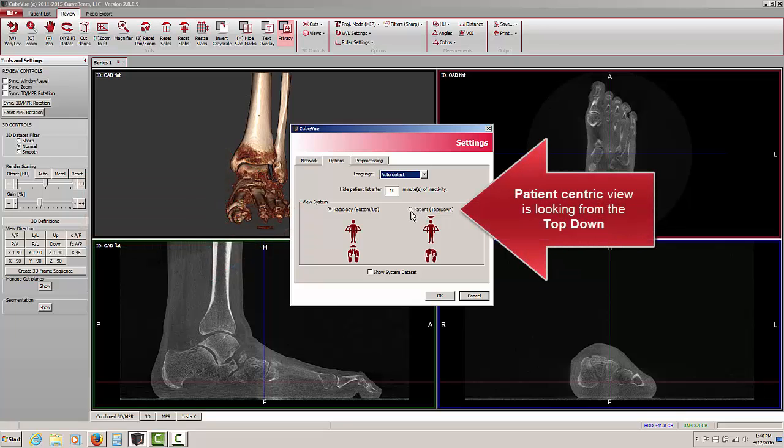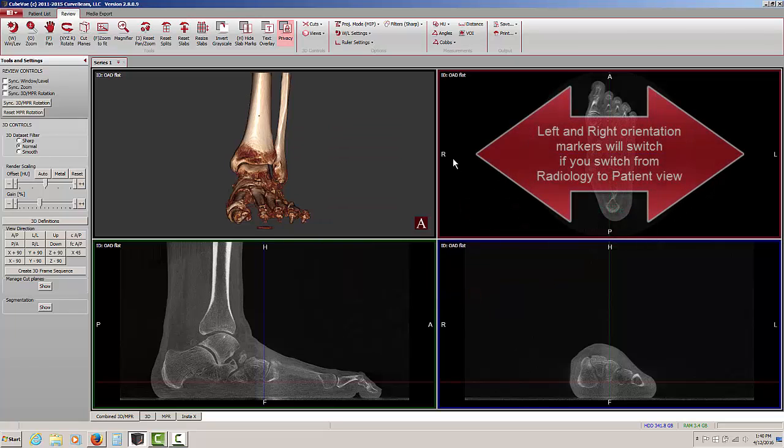You can also select the patient-centric view. If that is selected in the axial view, you will be looking at the patient image from the top down, and you will also find that the left and right orientation markers will be reversed.